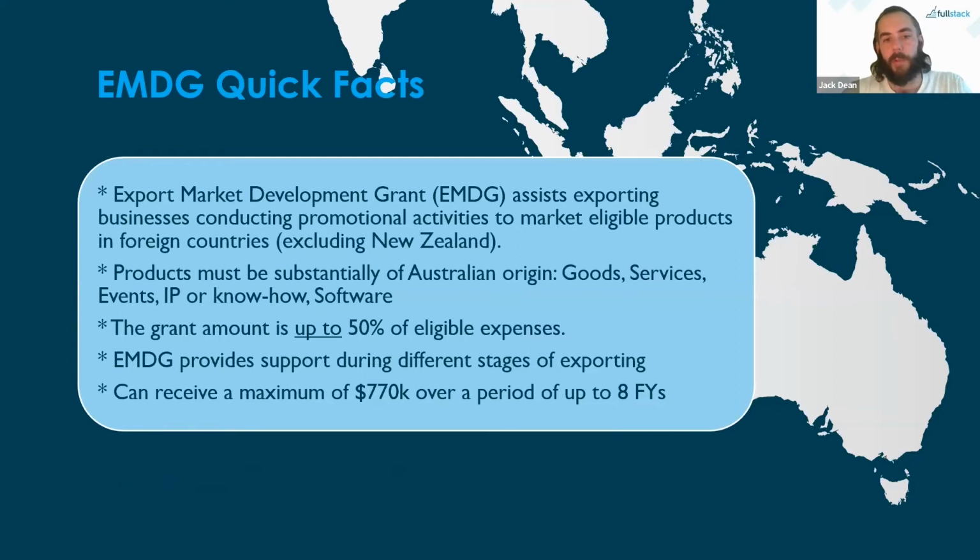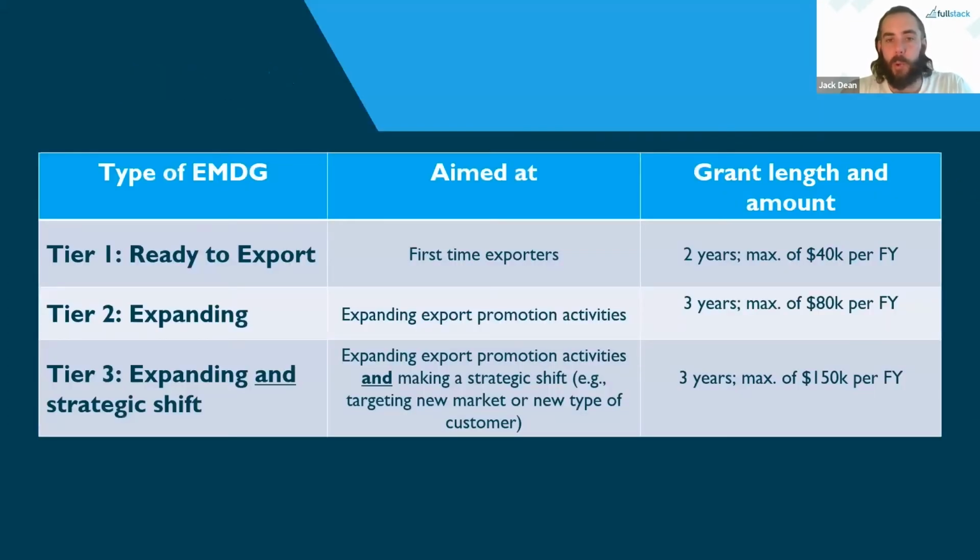It was heavily oversubscribed. You can get up to 50% of eligible export market development costs, up to certain caps depending on the stage of your export journey. Companies were probably erroneously expecting to get the full 50%, and I think companies only got about 20% of what they were expecting to get. So it's caused a bit of an issue there. The program is not fully funded.